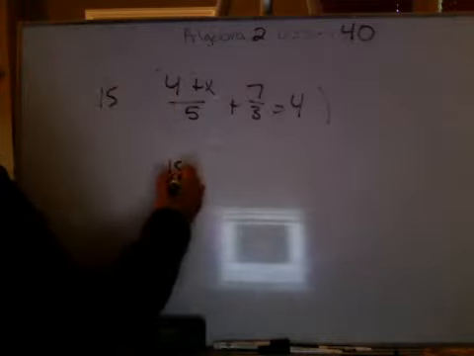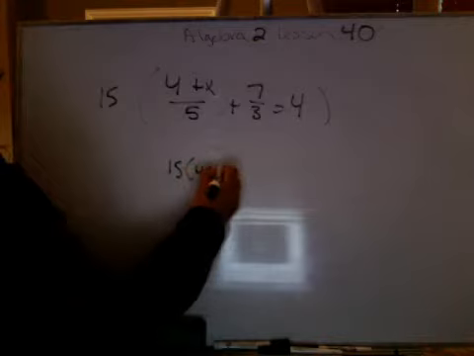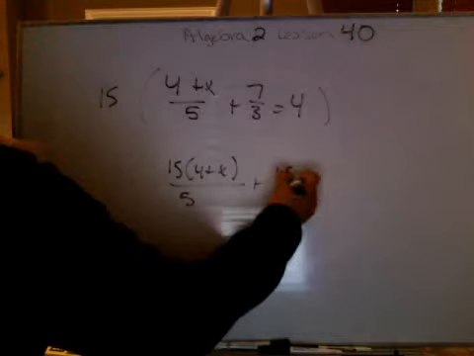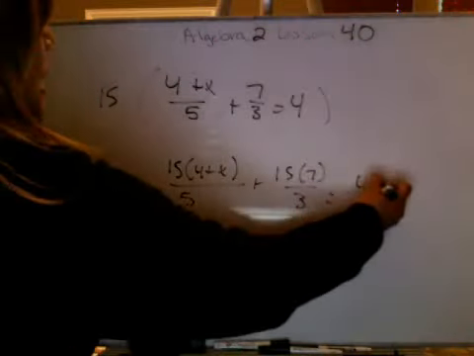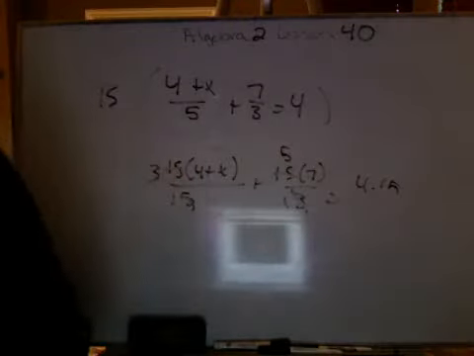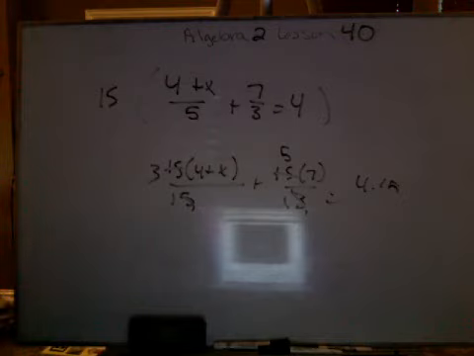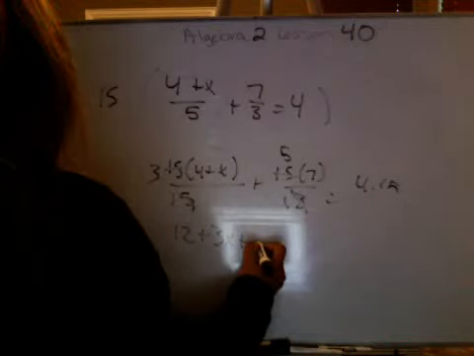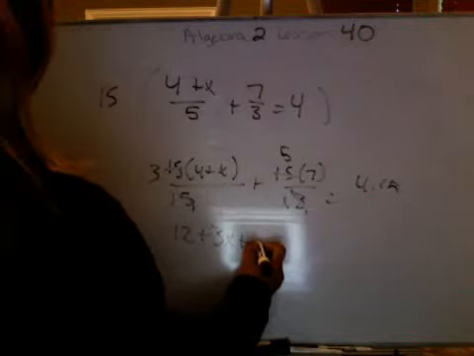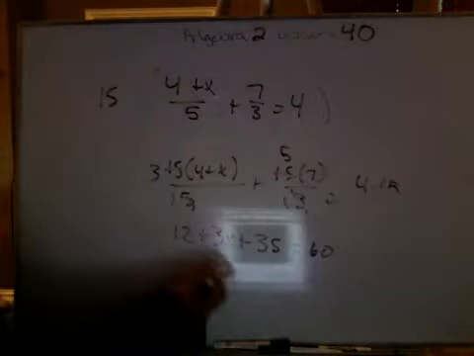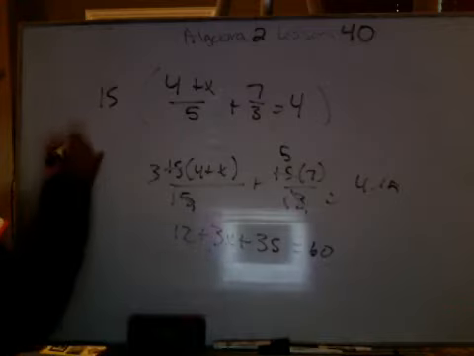So we have 15 times (4 plus x) over 5 plus 15 times 7 over 3 equals 4 times 15. This got rid of my denominator, and I simply had 12 plus 3x plus 15 times 7, or 5 times 7 is 35, equals 60. And then I solve, I combine like terms, I end up with x equals 13 over 3.